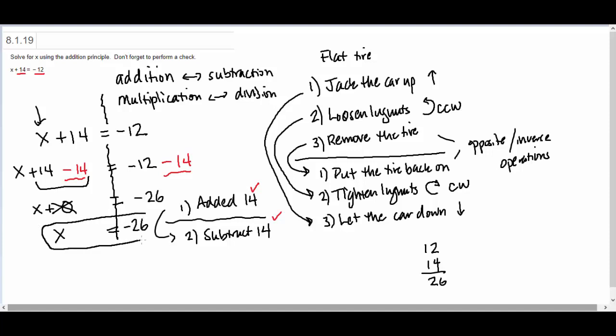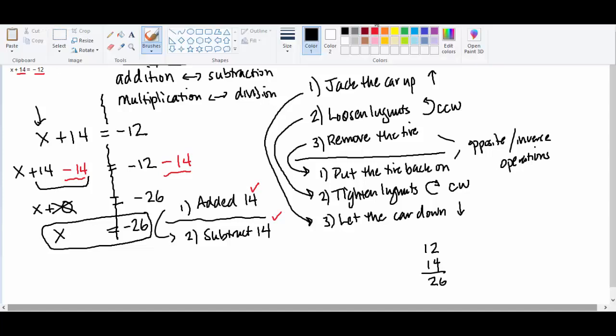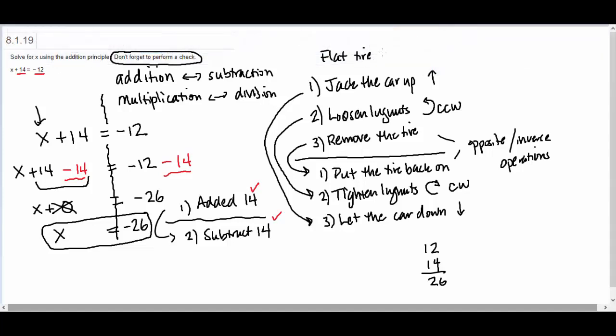And so see, they also say up here, and this is a great idea, especially as you're first going through this, don't forget to perform a check. And when they say perform a check, that means come over here and see if that's true. This answer should work out. So in other words, put right here for x, put in negative 26. So let's come over here, I'll put it over here in this corner. So I had x plus 14 equals negative 12, and I know that x now is negative 26. And negative 26 plus 14 equals negative 12.